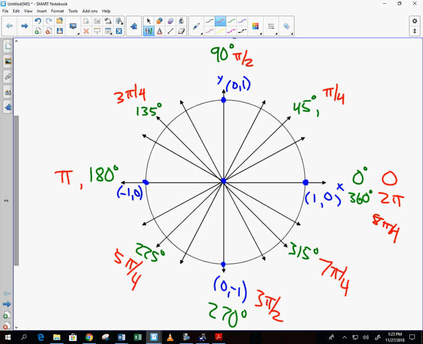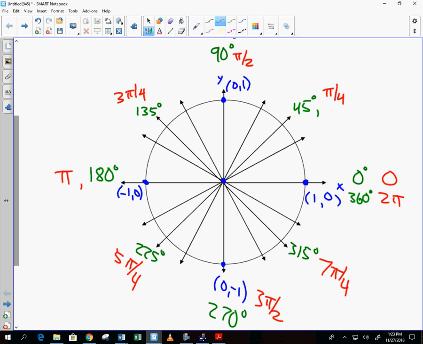Question. The 4. Watch. You ready? See how I got pi over 2? So what is pi over 2 divided in half? What's pi over 2 divided by 2? How do you divide? Multiply by the reciprocal, and you get pi over 4. Better? Okay.